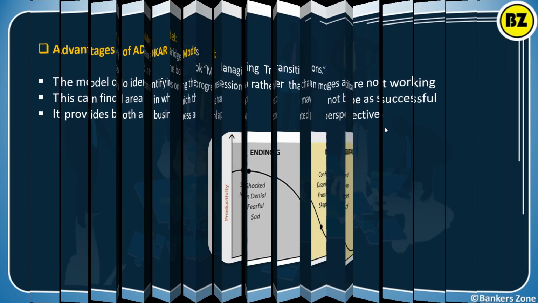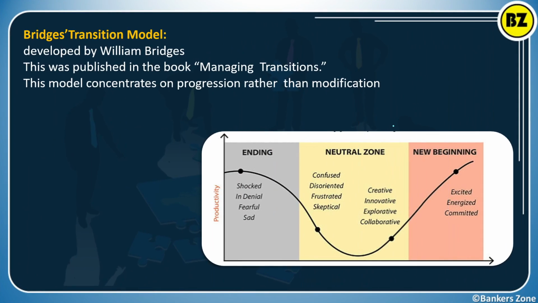Okay. Now the next model we should discuss is the Bridges transition model. Through the picture you will get everything about the model. The Bridges transition model was developed by William Bridges, that's why the name. It was published in the book Managing Transition, and in that book the theory about the model is given. This model concentrates on progression rather than modification.